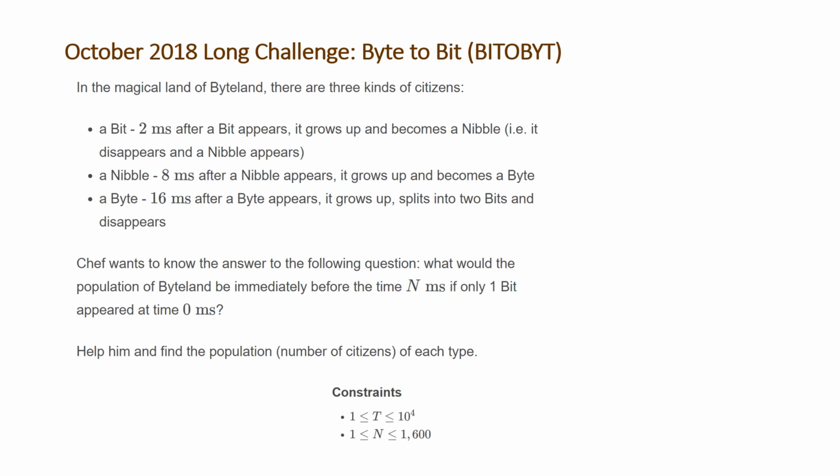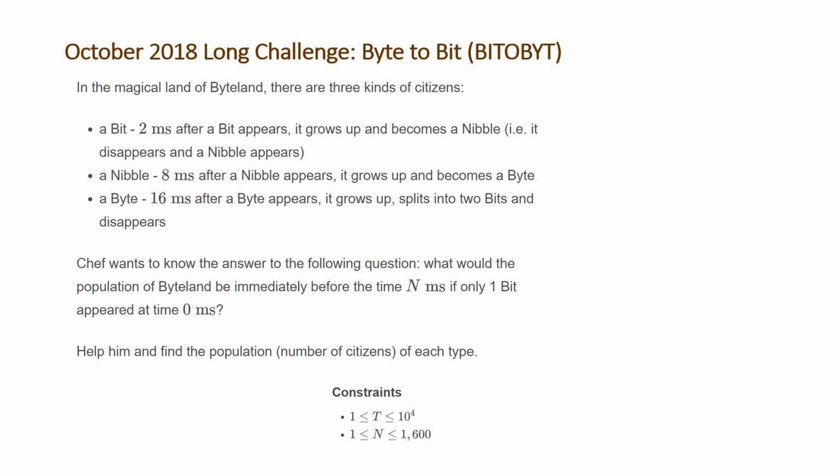Chef wants to know the answer to the following question. What would the population of Byteland be immediately before the time n milliseconds if and only if 1 bit appeared at time 0 milliseconds? Help him and find the population number of citizens of each type. And note that the constraints for this problem are pretty small. T, the number of test cases, will be between 1 and 10 to the 4, and n, the number of milliseconds that'll pass by, will be between 1 and 1600.